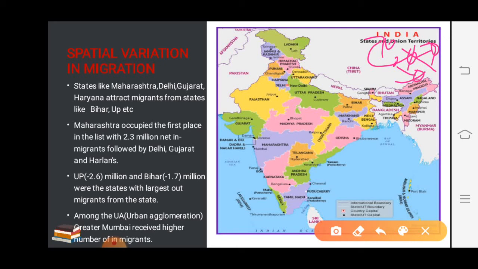So in terms of urban agglomeration, Greater Mumbai receives the highest number of in-migrants. This means people are going and migrating to Greater Mumbai. So this is your spatial variation of migration. Now, why are people migrating to states like Maharashtra, Delhi, etc.? Reasons can be many, which we will discuss under the head of push and pull factors.